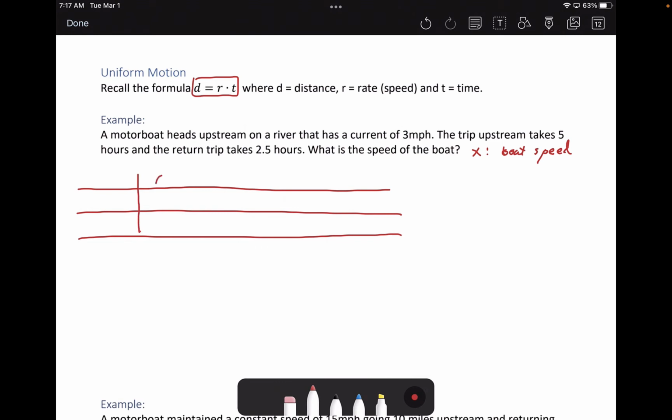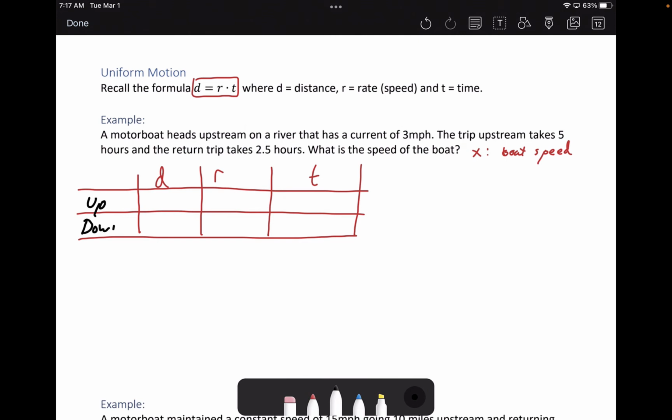We want D, R, and T. First, let's determine what's going on. In this case, they're going upstream and downstream. You could say with the current or against the current. It doesn't matter what you label that as long as it makes sense to you.